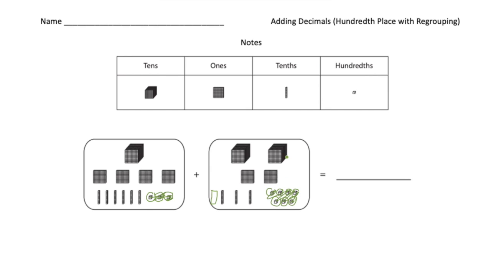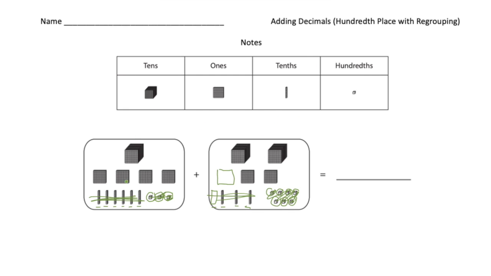Now we're going to add up the number of 10th blocks. So we have 1, 2, 3, 4, 5, 6, 7, 8, 9, and 10. Look at that. We actually have 10 tenths, which equals a 1. So I'm going to cross off these 10 tenths and add another 1 block, which is one of these. All right, now let's add up the ones.